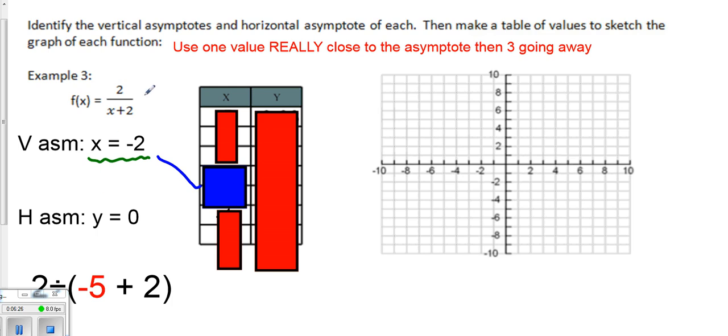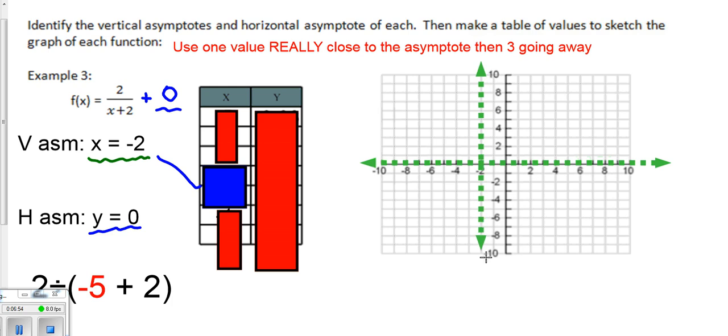Our horizontal asymptote, what is the c value that's added on over here? Well, it's like there's a hidden 0. So our horizontal asymptote is y equals 0. I'm going to draw these lines onto our graph right now. Here is our y equals 0. It's just our x-axis. All of these values here have y being equal to 0, and our graph will never touch that line.